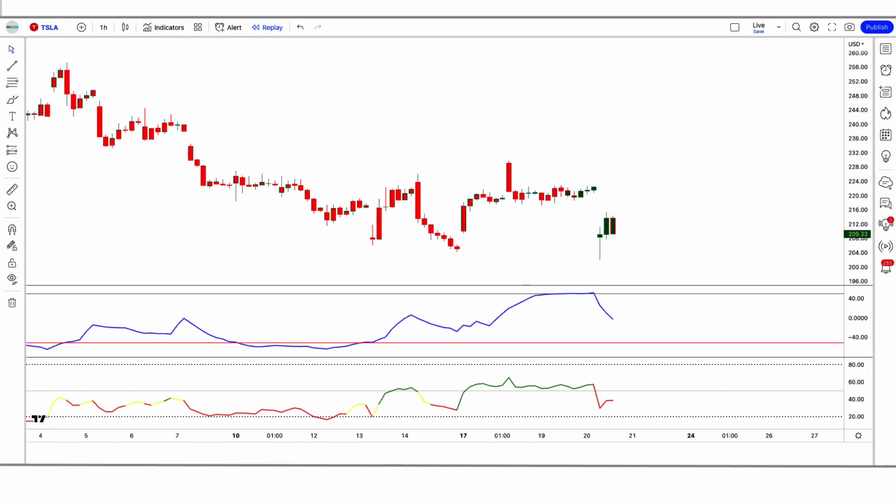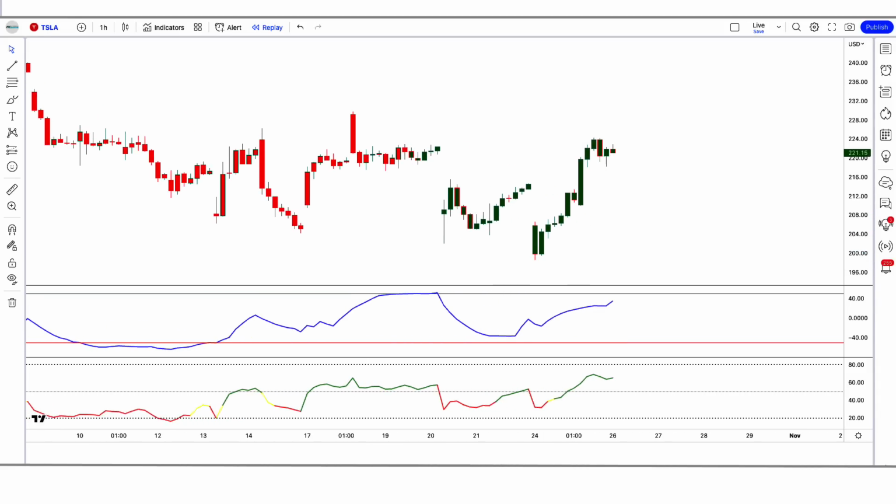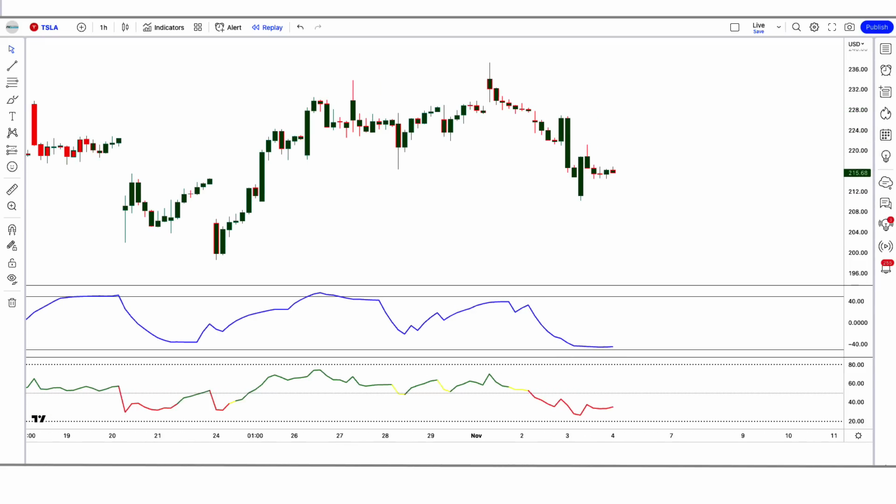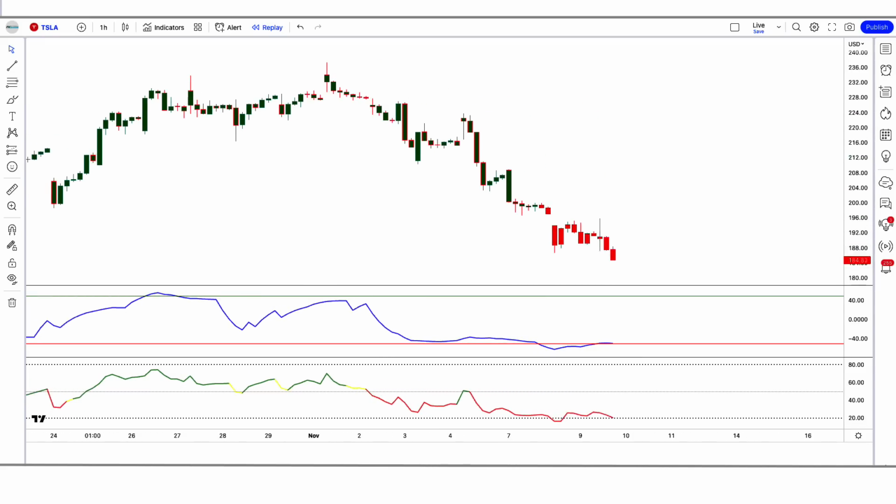This method works for forex, cryptocurrency, stocks, and any other market that has a high level of liquidity. It shows excellent results on shorter time frames such as 1 minute and 5 minute.